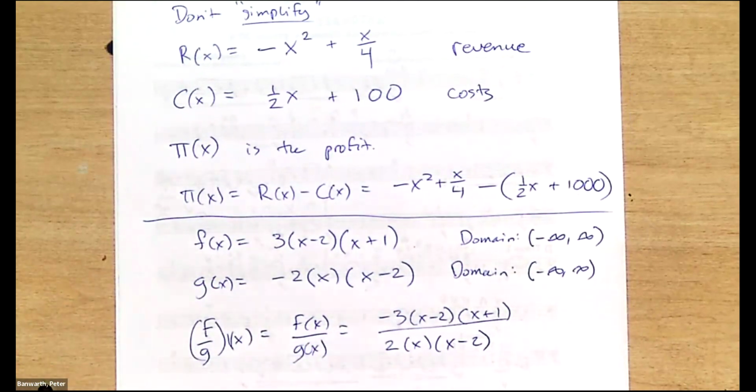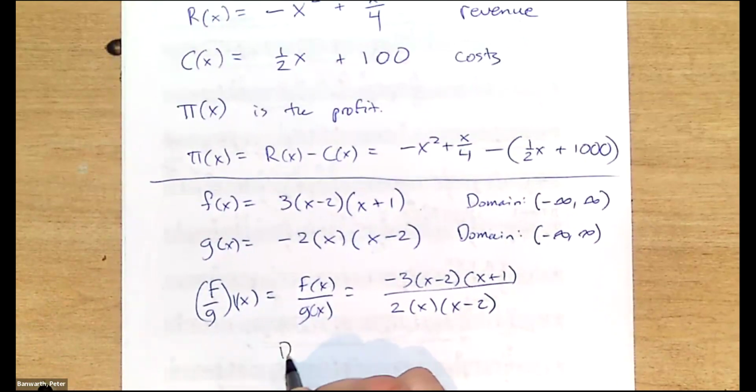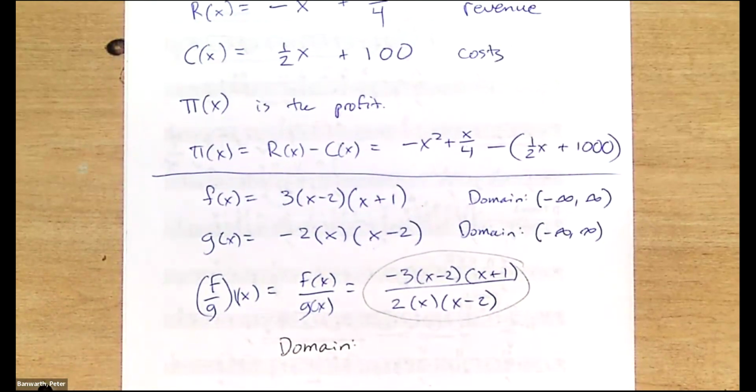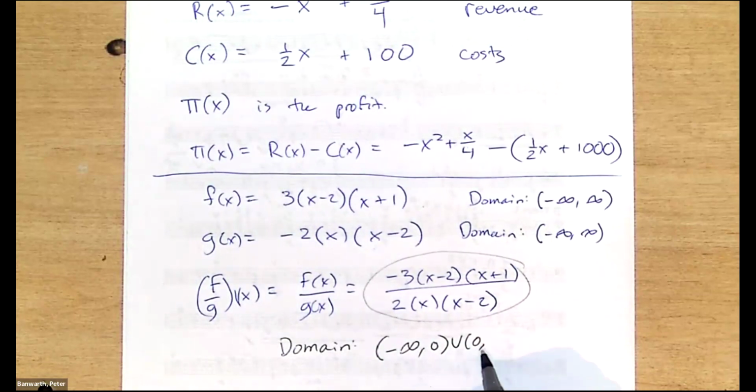But before we do that, what's the domain of this function as written? Or where are the problems with this function? 0 and 2. I can't divide by 0, right? So x can't equal 0 and x can't equal 2. So the domain must be everything except those numbers. So I cut them out.